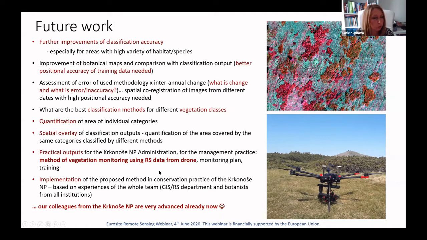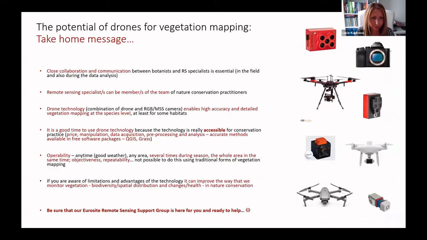Of course, we want to bring practical outputs, finally a method of vegetation monitoring for a national park, and implement this method. And I would like to stress that our colleagues from Krkonoše National Park are really advanced already now. They had some very good experiences with data acquisition before the project started, and they are improving in methods, and we are improving in communications and looking for the common way to get the best results.